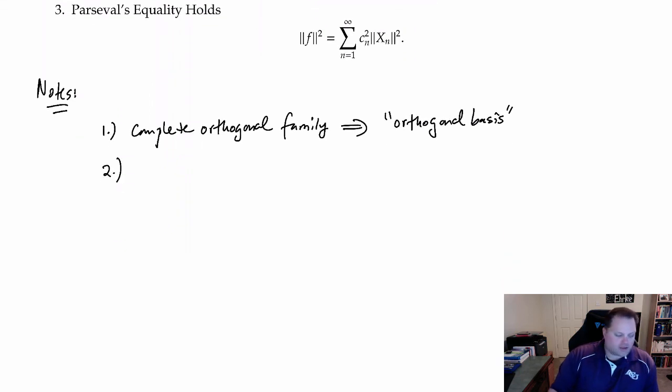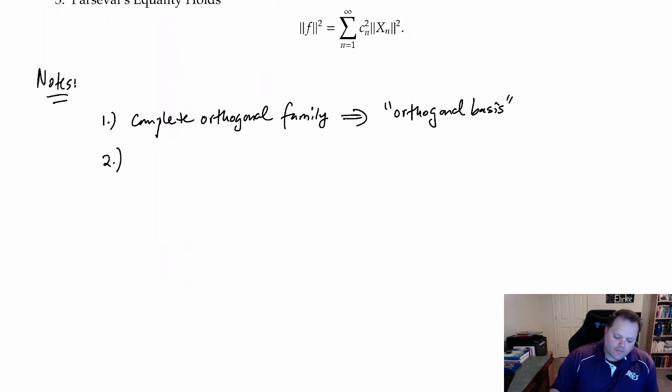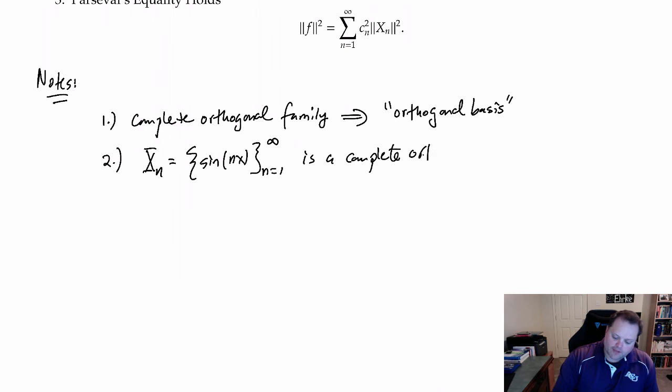One other thing for you to hold on to here: suppose that my orthogonal basis is the set of functions sine nx, where n goes from 1 to infinity. So this would be like n pi x over pi, right? This would be an orthogonal set of functions on the interval from minus pi to pi. So if you're doing a full Fourier sine series representation on minus pi to pi, this would be your orthogonal family. So that is a complete orthogonal family.